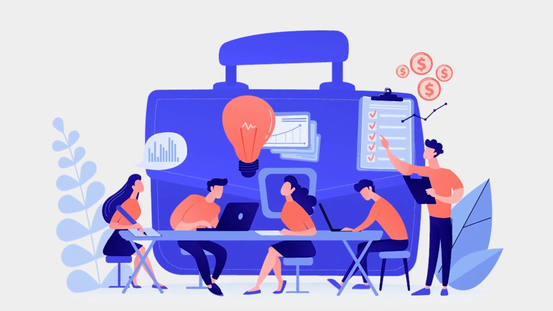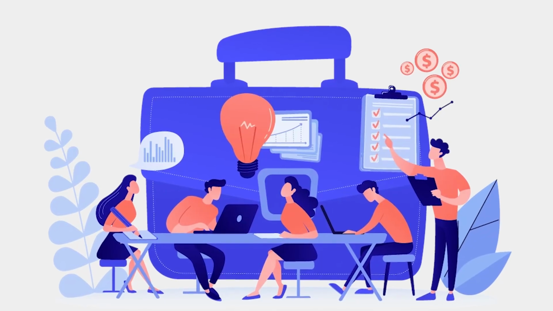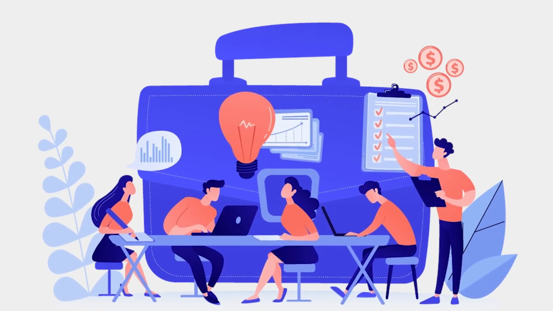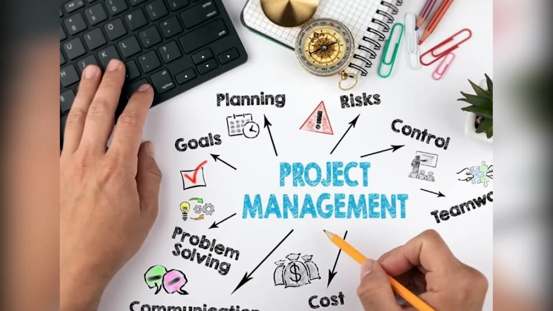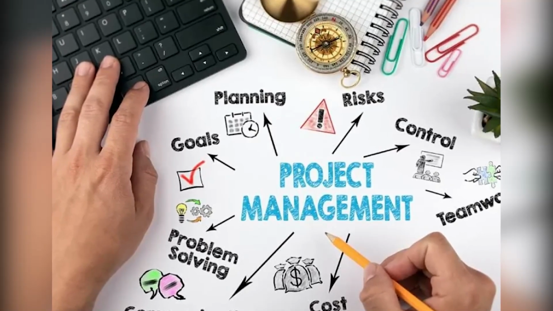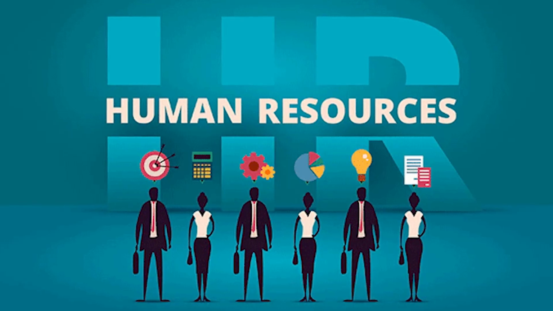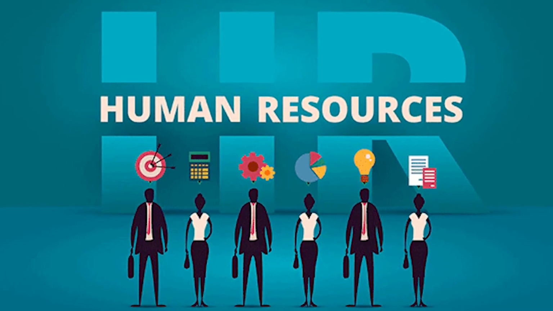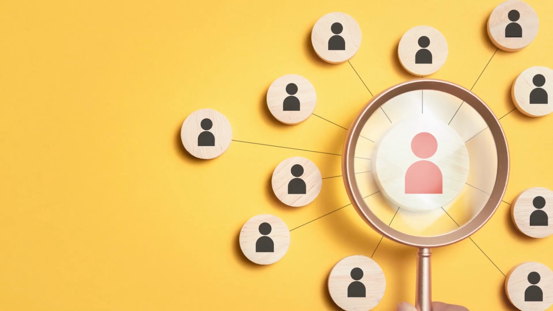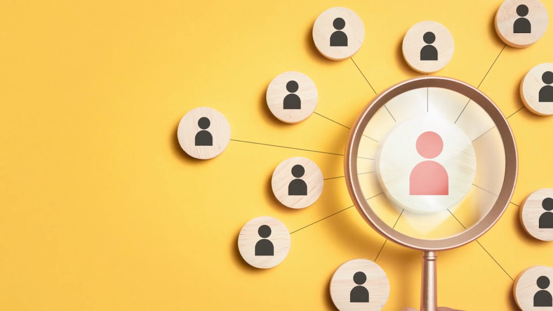Some examples of middle management positions are Operations Manager, who oversees daily operations, ensuring that processes run smoothly and efficiently. Project Manager is responsible for planning, executing, and closing projects, coordinating between teams and stakeholders. The third example is Human Resource Manager. The Human Resource Manager manages employee relations, recruitment, and workforce development within the organization.